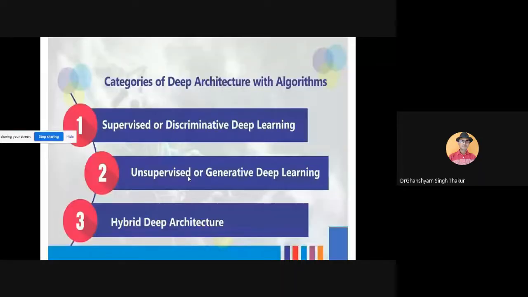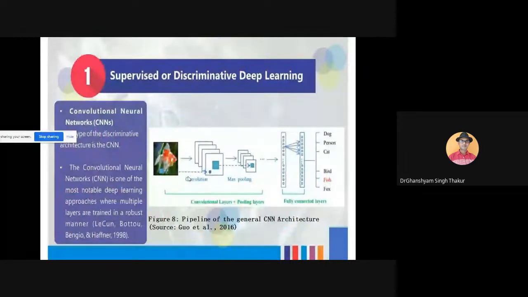So the categories of deep learning architecture with algorithms: supervised or discriminative deep learning, unsupervised or generative deep learning, and hybrid deep architecture. First, supervised or discriminative deep learning. The convolutional neural network, CNN, is a type of discriminative architecture and one of the most notable deep learning approaches, where multiple layers are formed in a robust manner. You can see the architecture of CNN, which includes different hidden layers, a convolutional layer, a max pooling layer, different fully connected layers, and some output layers.